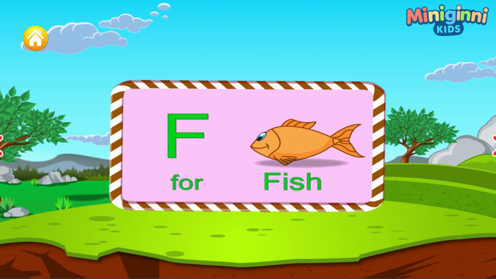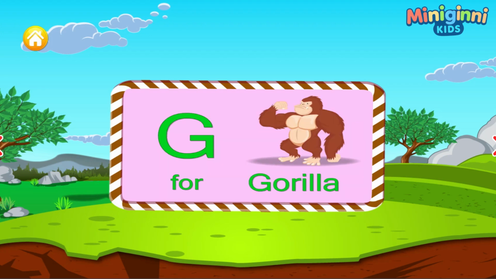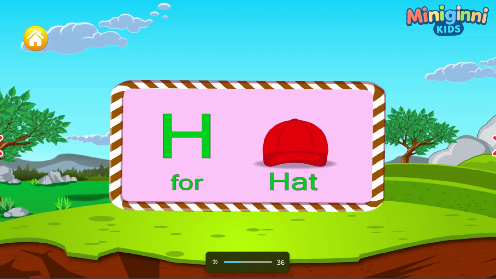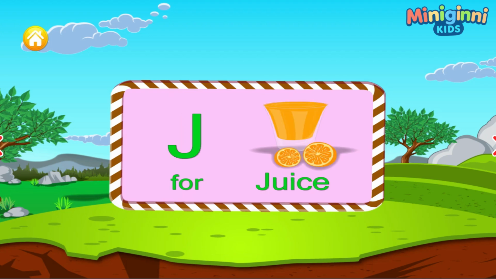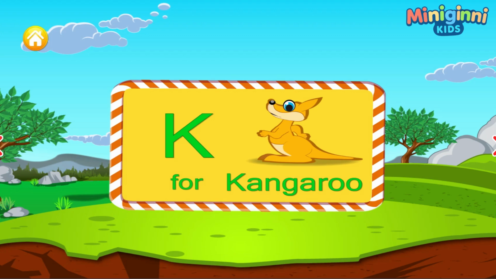Elephant. F is for fish. Fish. G is for gorilla. Gorilla. H is for hat. Hat. I is for igloo. Igloo. J is for juice. Juice. K is for kangaroo.